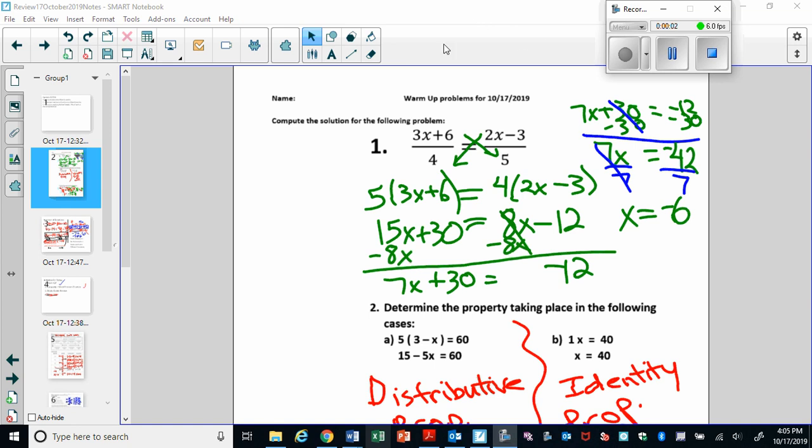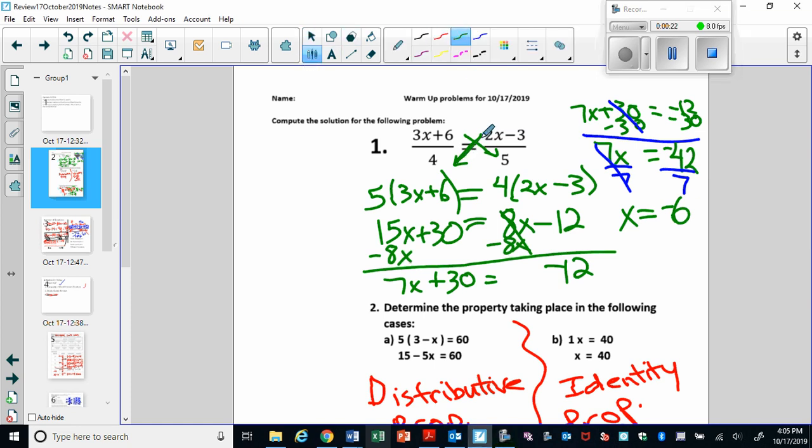Good afternoon, everybody. Here are the three warm-up problems we did in class. The main thing was for a problem similar to when we have two proportions, we do our diagonal multiplication or cross multiplication.